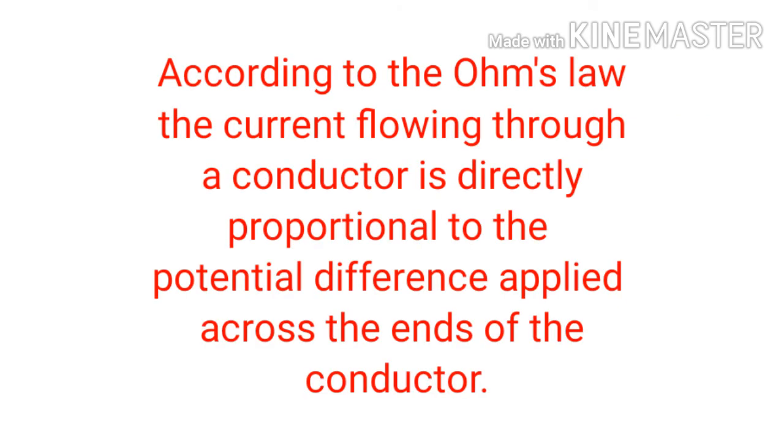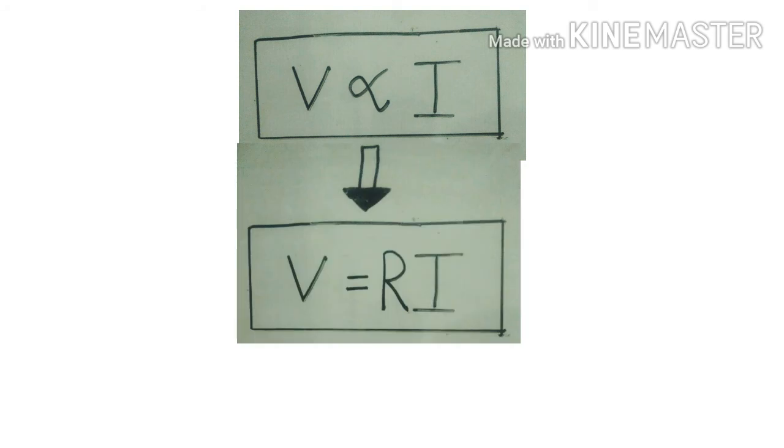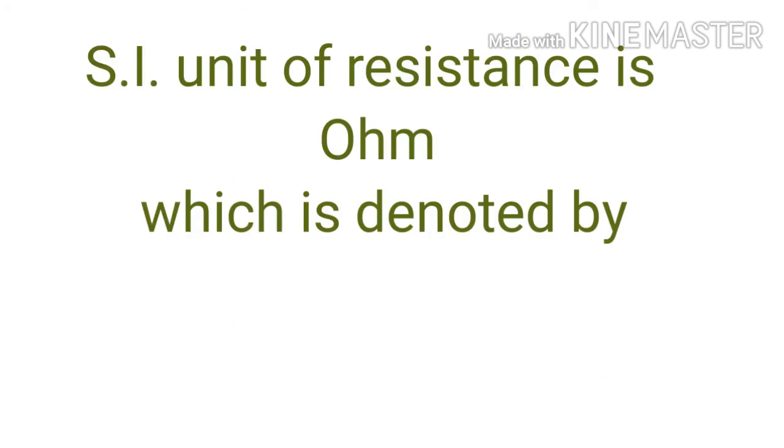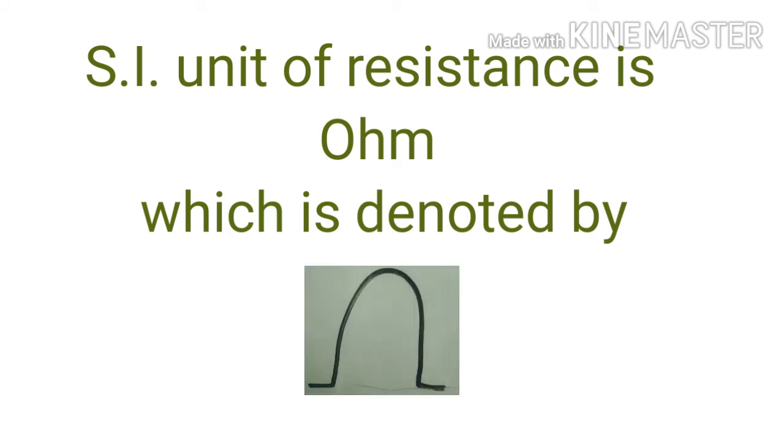According to Ohm's law, the current flowing through a conductor is directly proportional to the potential difference applied across the ends of the conductor. So we can write V proportional to I, or V is equal to RI. Here R is the proportionality constant, it is the resistance of the conductor. The SI unit of resistance is ohm, which is denoted by the symbol omega.